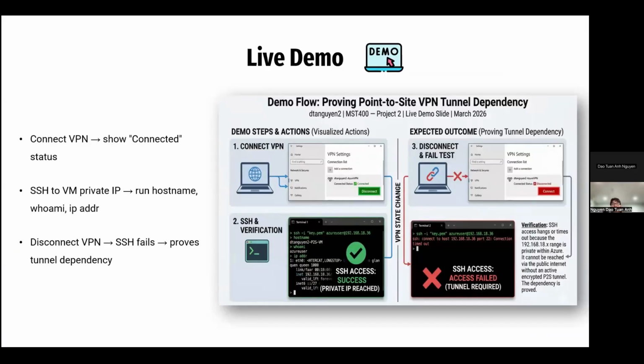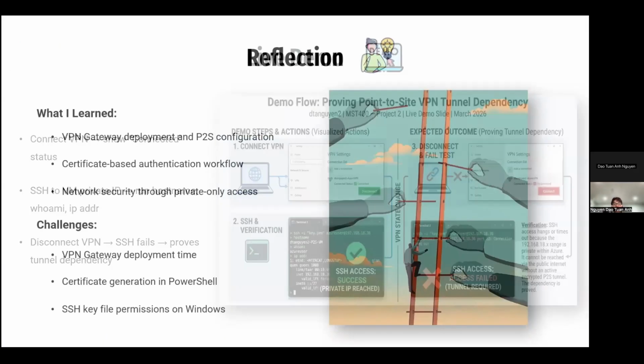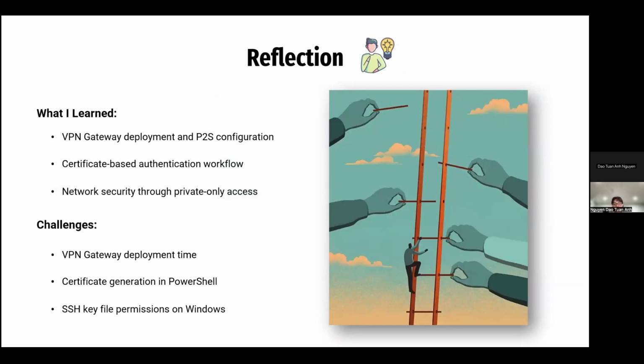So I'm done with my live demo. Let me go to my reflection. For my reflection, this project taught me three key things. First, I learned the full workflow of deploying a VPN gateway and configuring point-to-site VPN with certificate-based authentication. The root certificate validating the client certificate is how Azure ensures only trusted devices can connect.